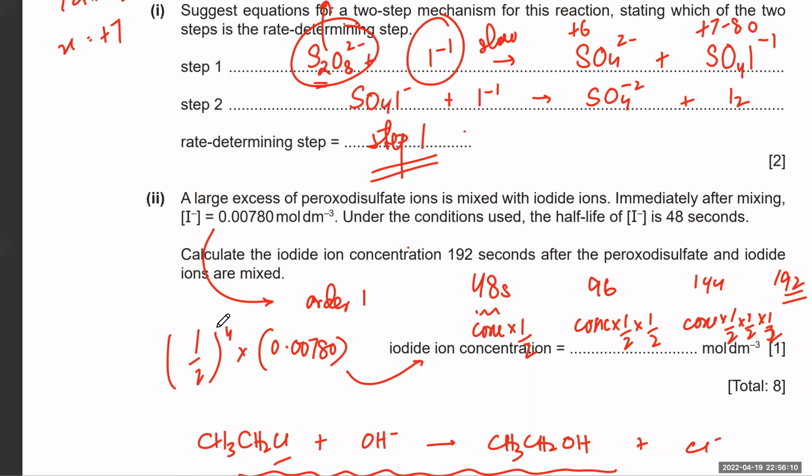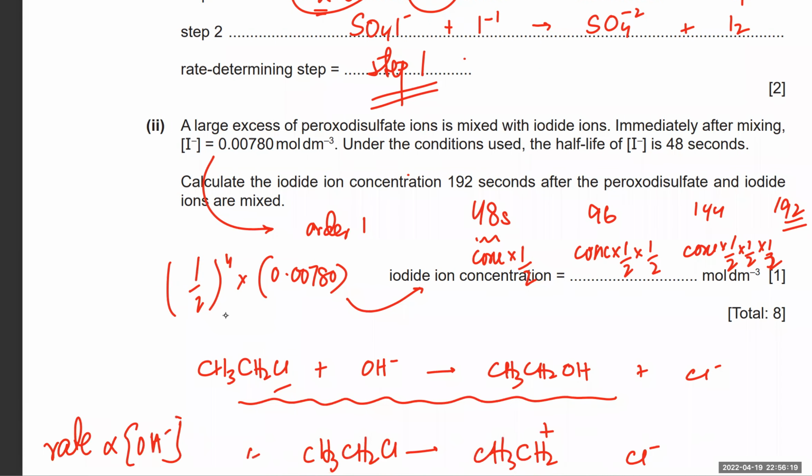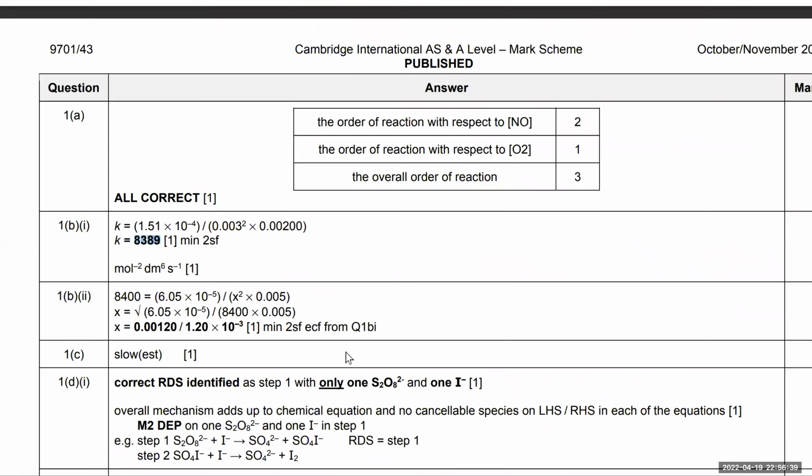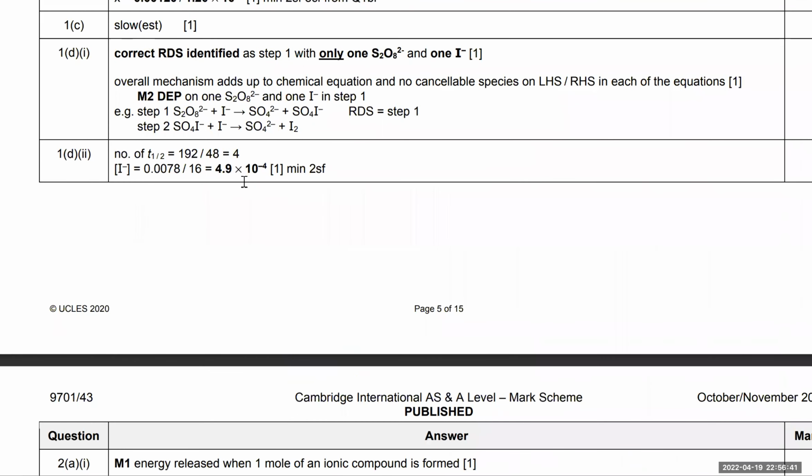Okay. What do you get for this? So we're getting 4.9 into 10 to the power minus 4. Okay, so just don't use divide by 4. This is an exponential term. Every time it's becoming half. So you have to halve it 4 times, which is half to the power 4. And let me just check what the answer is over here. This is constant.